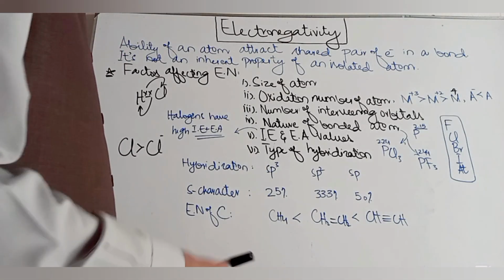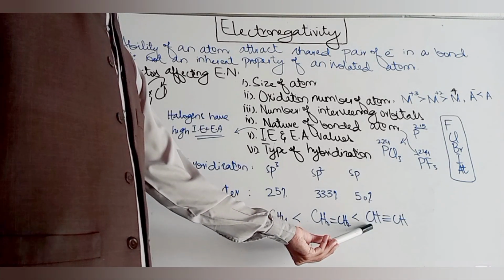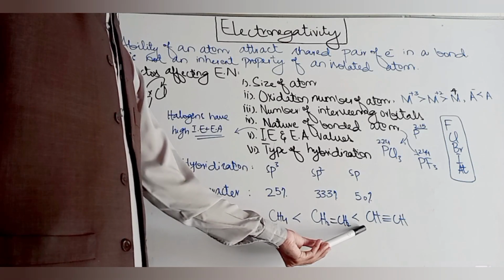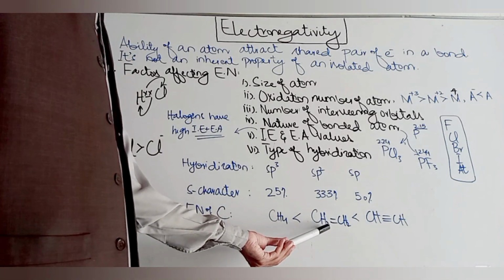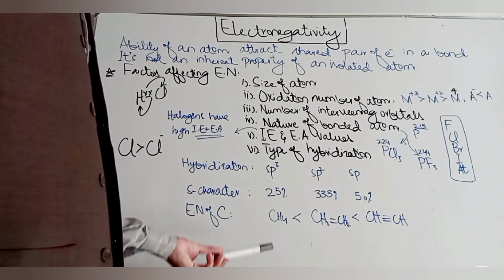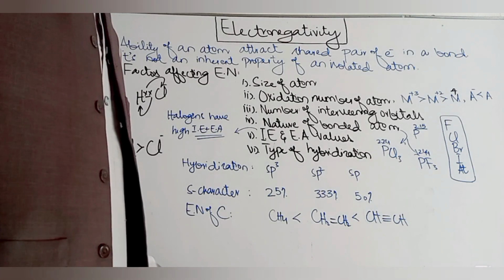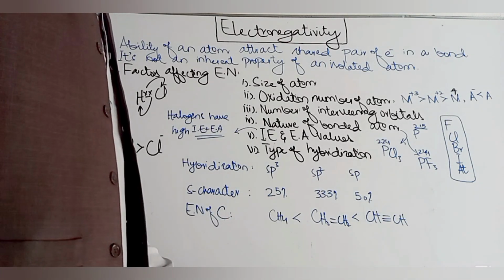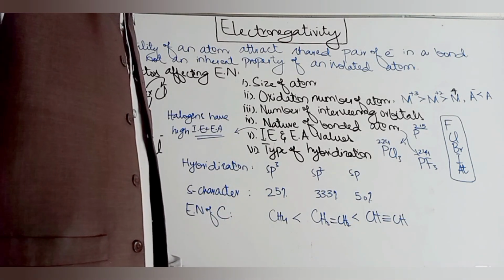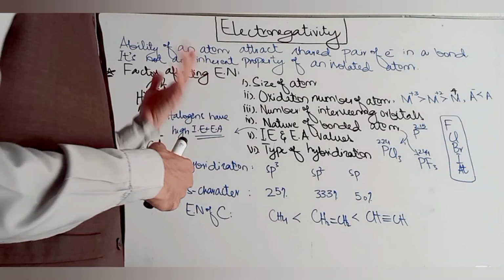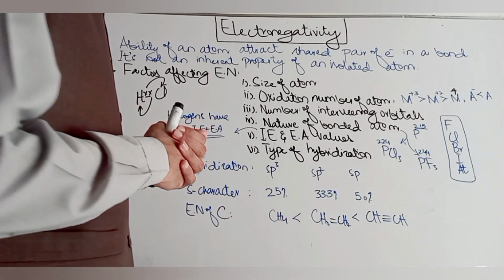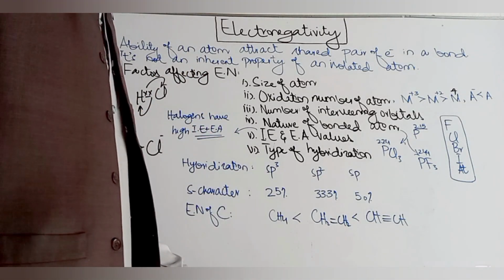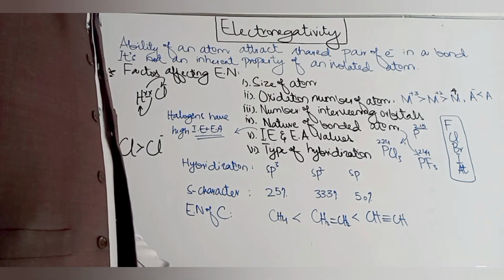So the electronegativity value of carbon would be greatest in the triply bonded molecule, followed by the doubly bonded molecule, and the last is methane. Methane has the carbon atom in sp3 hybridization. So the greater the s character, the greater would be the electronegativity. So this was all about electronegativity and the factors affecting the value of electronegativity.